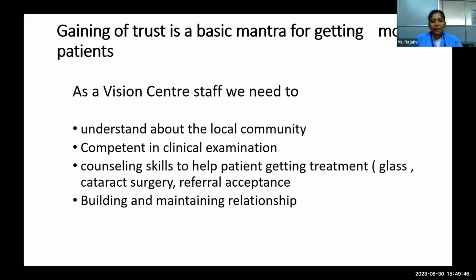Gaining trust is the basic mantra for getting more patients at vision centers. As vision center staff, we need to know and understand the local community and be competent in clinical examinations and counseling skills to help patients get treatment, like glasses advice and surgery advice. If we are referring the patient to the base hospital, we have to explain in detail to the patients, building and maintaining the relationship with the community.